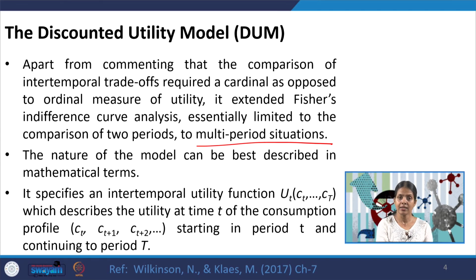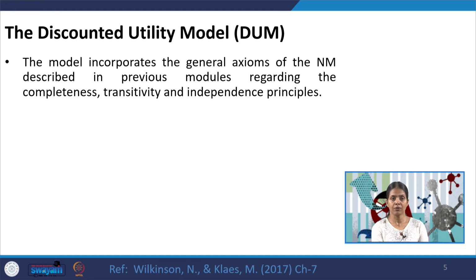It specifies an intertemporal utility function where utility is a function of consumption spread over t periods, which describes the utility at time t of the consumption profile starting in period t and continuing up to period capital T. So, you can see that Ct, Ct plus 1, Ct plus 2 and so on, T can take any values. The model incorporates the general axioms of the neoclassical model described in previous modules regarding the completeness, transitivity and independence principles. These principles we discussed in the context of the prospect theory.